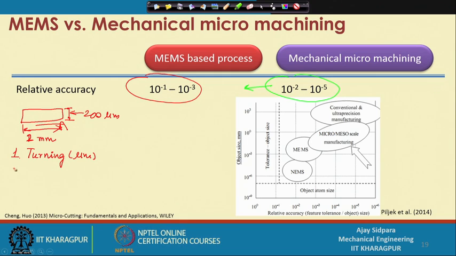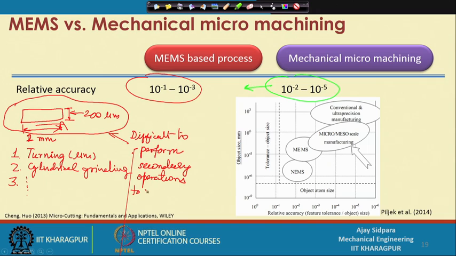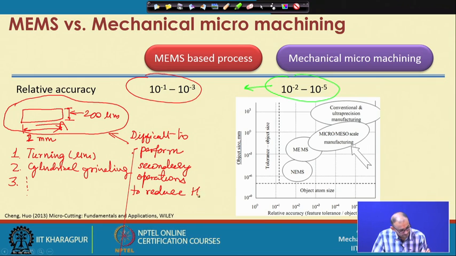And once it is over, it is very difficult to perform the third operation, that is cylindrical grinding, and other operations like abrasive belt grinding or some other processes by which you can get the required tolerances here. So, why is the relative accuracy very low in this case? Because you will not get a second chance of improvement of the geometry or the dimensional accuracy. So, here we can write: difficult to perform secondary operations to reduce the dimension variation.